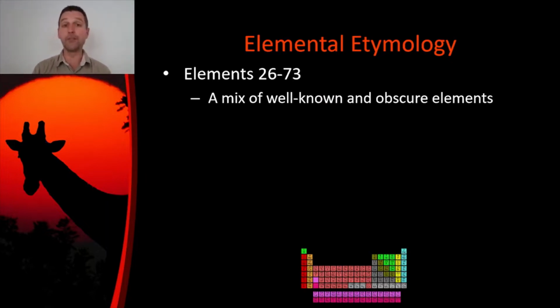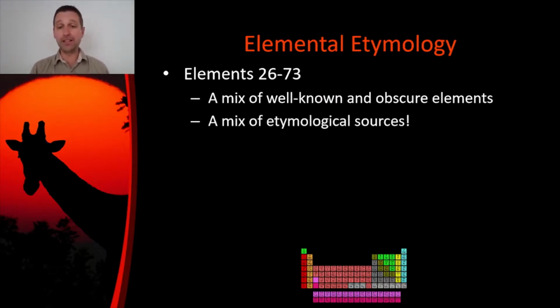You will have heard of some of these, even if you are not a scientist or a chemist, but some of them will probably be news to you unless you are a specialist in chemistry. So this is a mix of well-known and obscure elements, and it's also a mix of etymological sources, just like we saw with the first 25 elements in the last episode. Now, the mix is going to be a little more diverse than last time. We're going to have some of the same sources that we saw in the first episode, and then we're going to have a few extra sources as well.